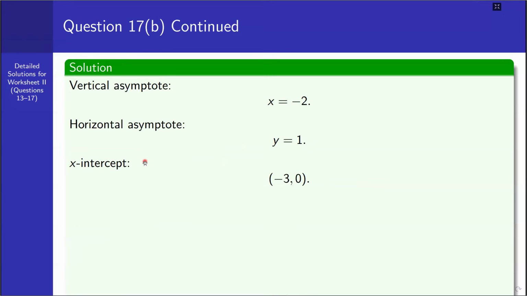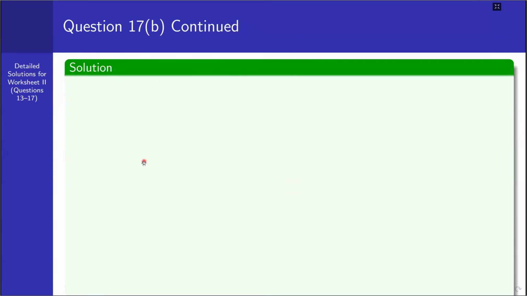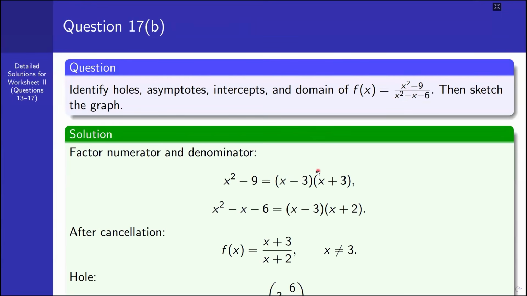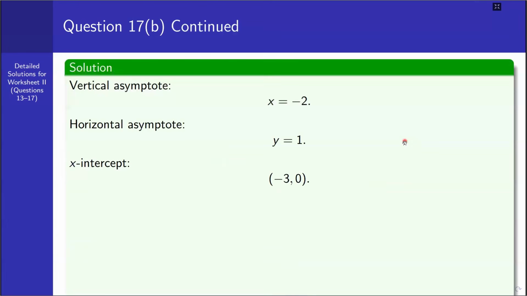Next, the x-intercept. The x-intercepts are the zeros of the rational function. A zero of a rational function is a value that makes the numerator zero but not the denominator. So the zeros of the numerator are positive 3 and -3, but 3 makes the denominator 0, so 3 does not count. However, -3 could be the zero of this rational function, so (-3, 0) could be the x-intercept of the given rational function.